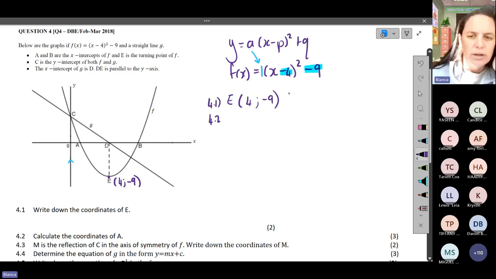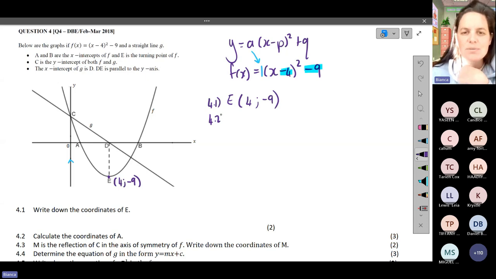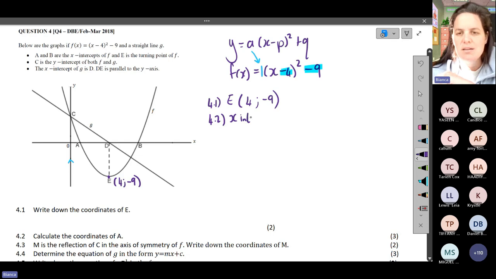It says calculate the coordinates of A for, looks like it's 3 marks. A is an x-intercept. How do we find the x-intercept of any function? We make the y value 0. So this f of x is a placeholder for y. So we're going to say 0 equals 1, we don't have to write the 1, x minus 4 squared minus 9.